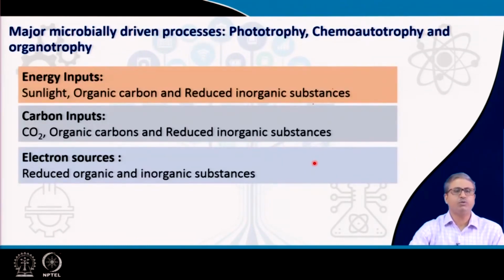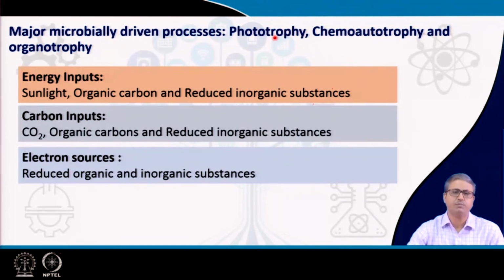Now, before we go into this one surface water system and try to understand how these functions work, we need to understand that in any kind of ecosystem, the major microbially driven processes can be categorized into three major types. There are many ways that we can categorize the microbial activities within any ecosystem, but for simplicity at this moment, we are considering three main microbially driven processes, which are phototrophy, that is using the solar energy as the source of energy.